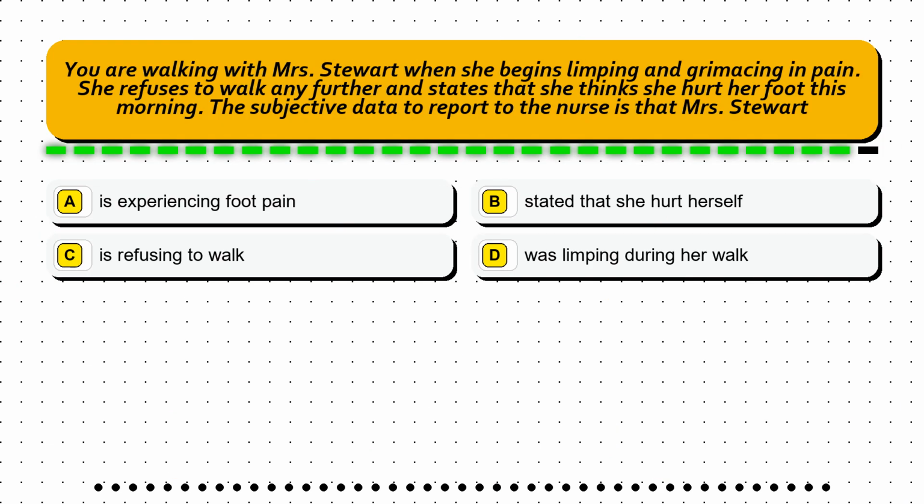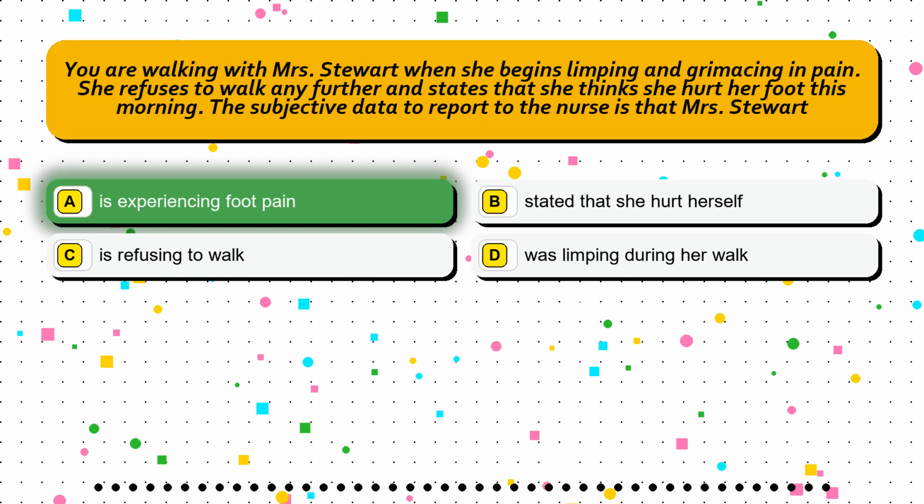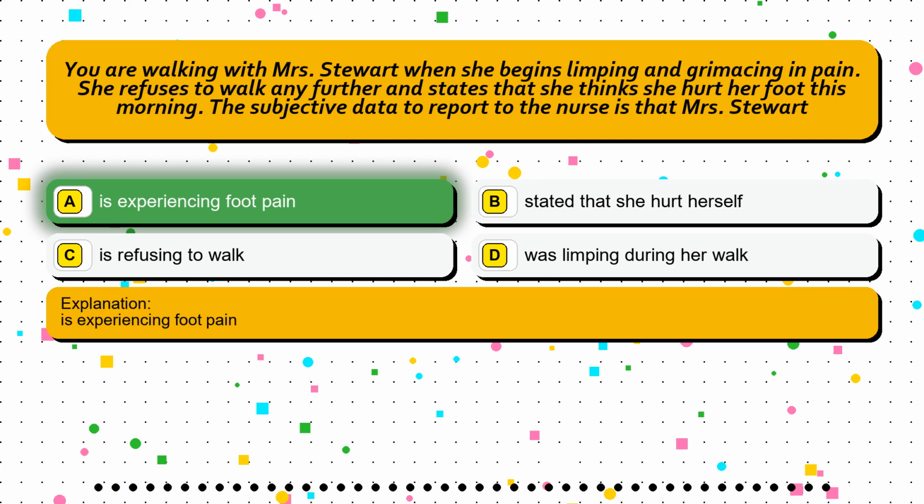Question 23. You are walking with Mrs. Stewart when she begins limping and grimacing in pain. She refuses to walk any further and states that she thinks she hurt her foot this morning. The subjective data to report to the nurse is that Mrs. Stewart: Option A, is experiencing foot pain. Option B, stated that she hurt herself. Option C, is refusing to walk. Option D, was limping during her walk. The correct answer is option A, is experiencing foot pain.